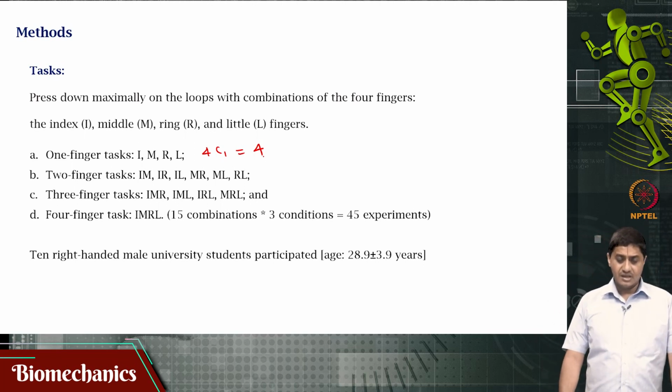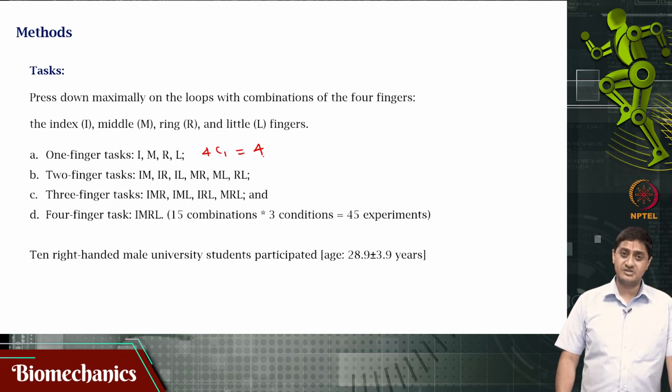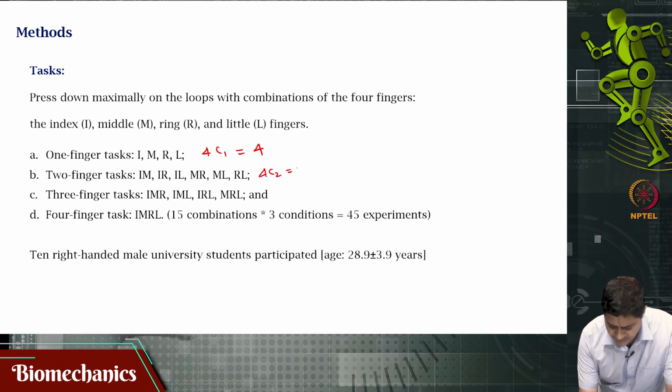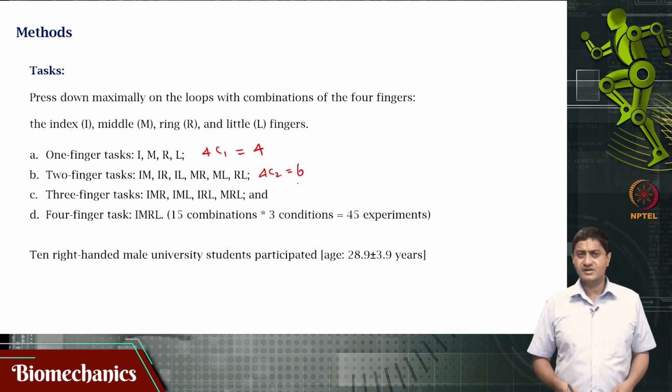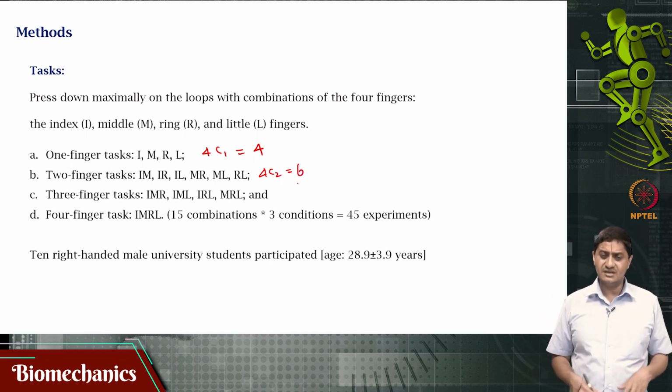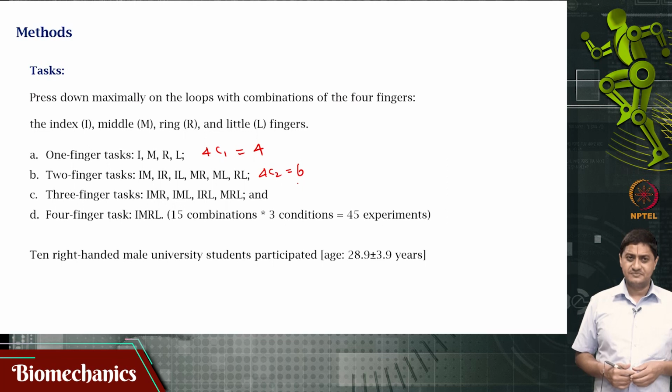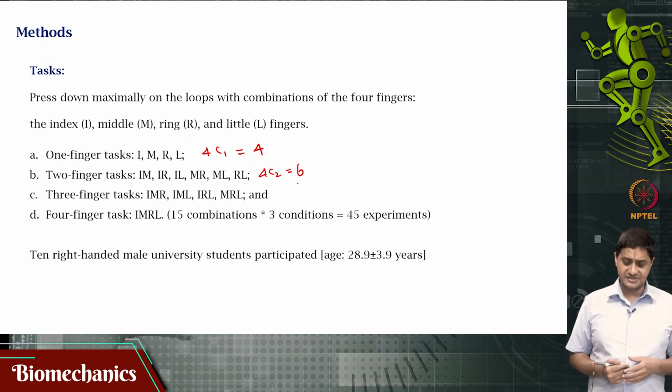Then I can use 2 finger combinations. How many different 2 finger combinations are possible in a 4 finger task? If there are 4 fingers available, how many different 2 finger combinations are possible, that is 4 choose 2, is 6. For clarity, that is index middle, index ring, index little, middle ring, middle little, and ring little, is it not? These are the 6 possibilities.